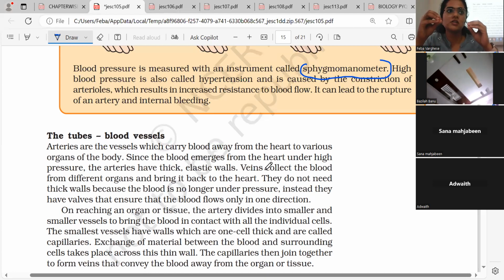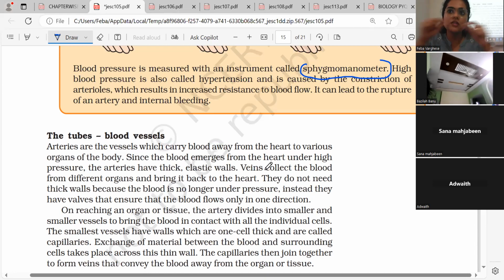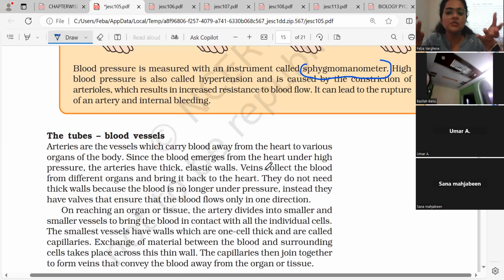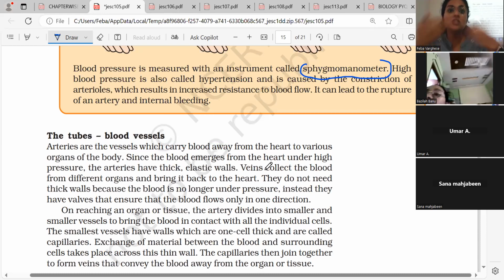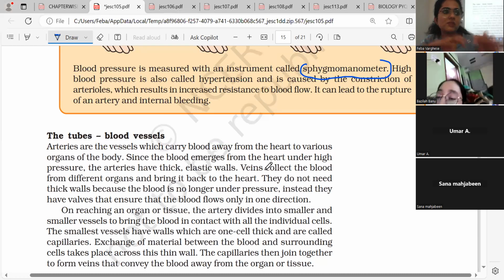What about the veins? They have thin walls. They don't need to withstand much blood pressure, because after respiration, blood is going to flow out of the organs at a very low pressure. And now there are chances for the blood to backflow since the pressure is so low.